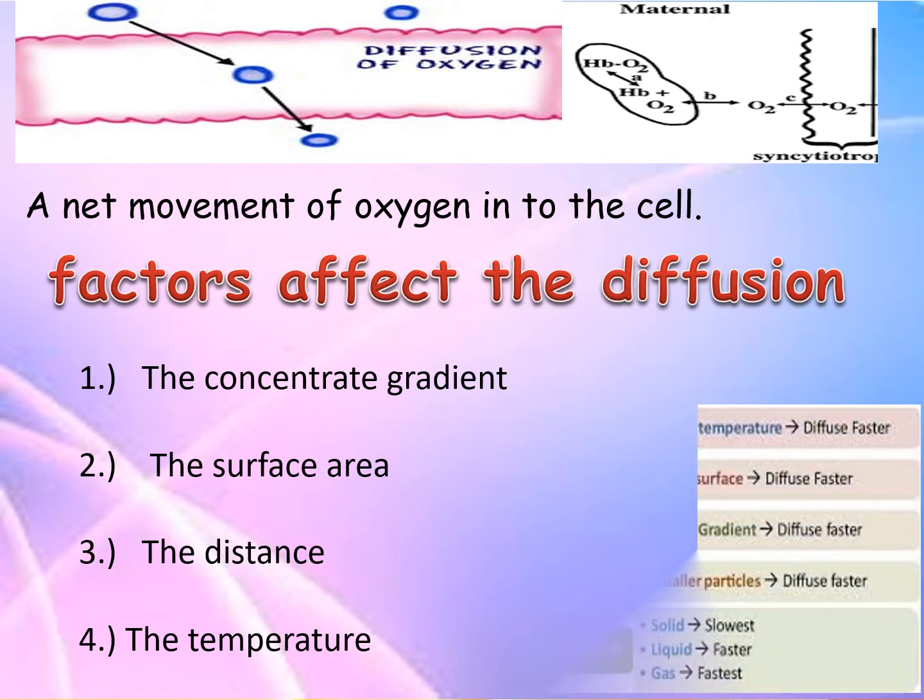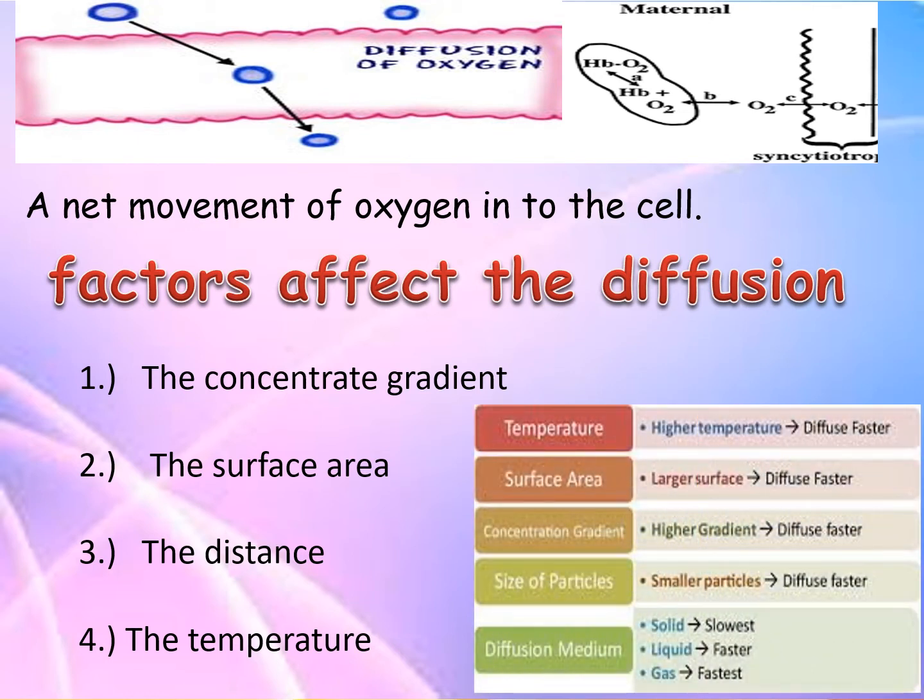Now we can summarize in this table. Temperature, high temperature, diffuse faster. Surface area, large surface area, diffuse faster. Concentration gradient, higher gradient, diffuse faster. Size of particles, it means the distance. Small particles diffuse faster.